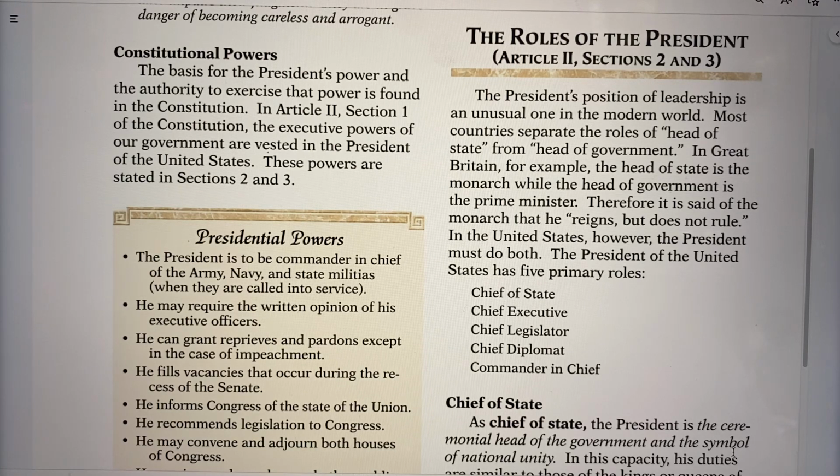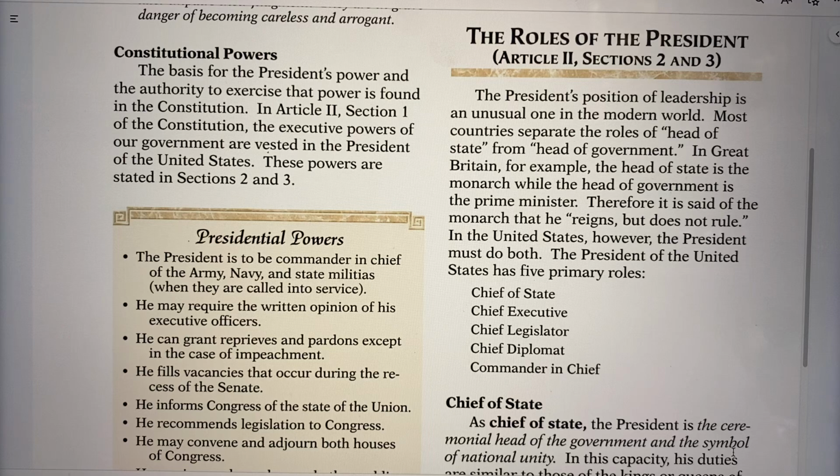So the president's position of leadership is an unusual one in the modern world. Most countries separate the roles of the head of state from the head of government. Take an example, Great Britain. Great Britain has a queen that's basically the head of state, the dignitary, and Great Britain also has a prime minister, and the prime minister is basically the head of the government and runs the government.